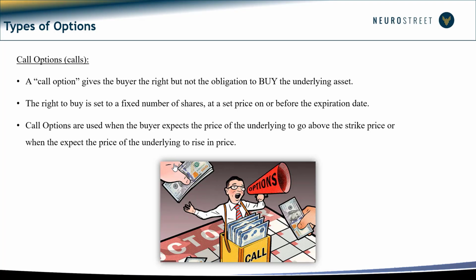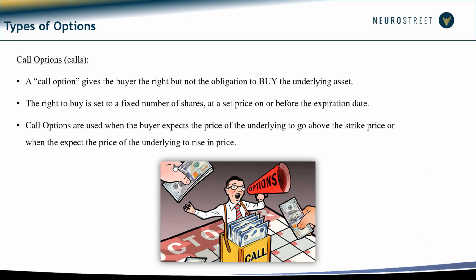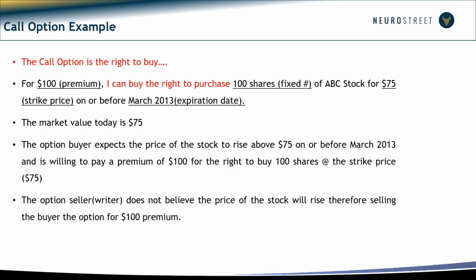You could be buying call options on support levels. You could be buying call options on pullbacks, right? You could be buying call options on breakouts, all these things. Instead of buying the stock, you can take advantage of using an option. Okay? Now, let's talk about this. Here's an example. For example, the call option is the right to buy.